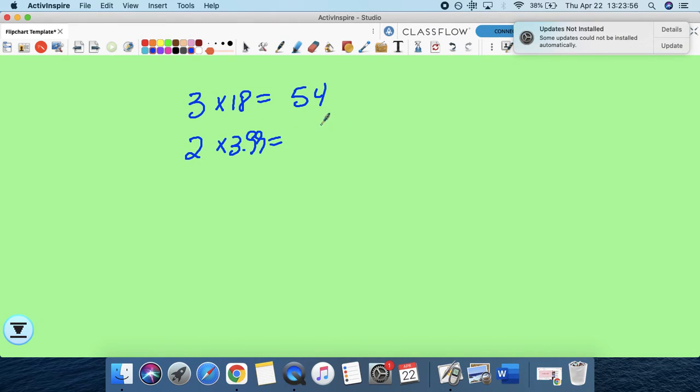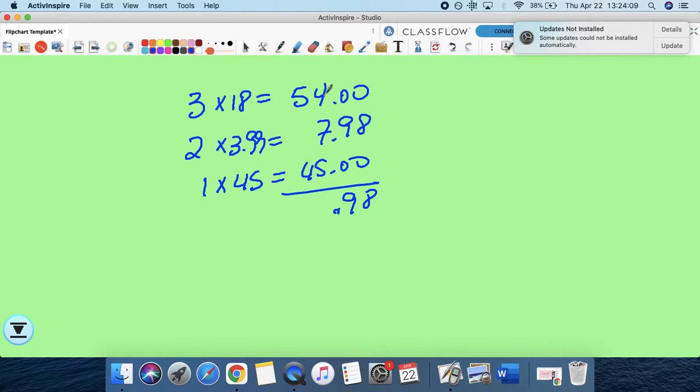That gives us 7.98. And 1 pantalón, 1 pants, $45. So, ¿cuánto gastó él? How much did he spend? So, what is this? The total is 106.98. Now we have to pay tax.